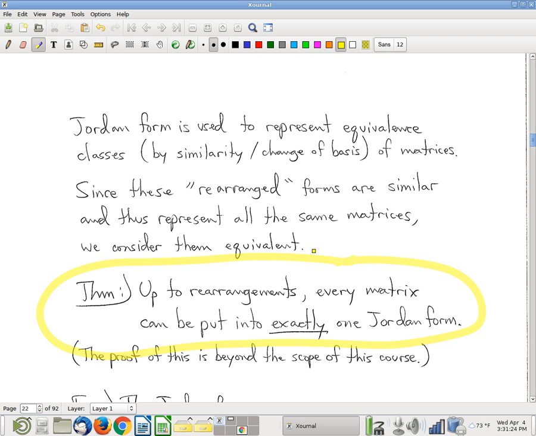And saying it a slightly different way, if you ignore rearrangements, they're just similarities. We're trying to represent an equivalence class of similar matrices. So anything that's similar we don't really care about. We already know rearrangements are similar. So let's ignore rearrangements. With that understanding that we don't care about rearrangements, there is exactly one Jordan form.